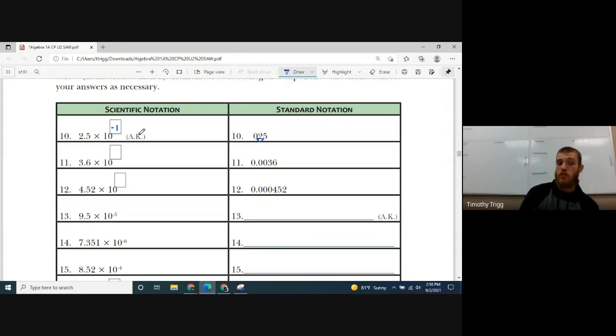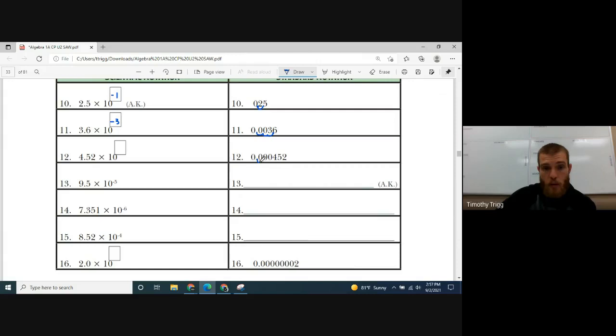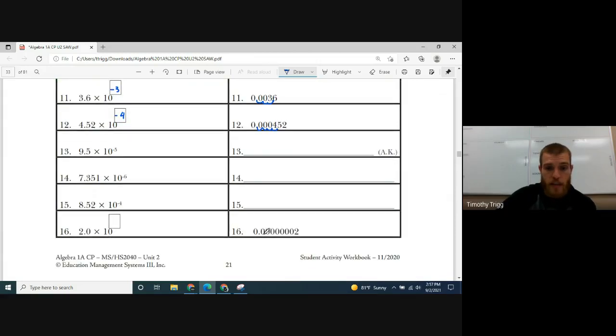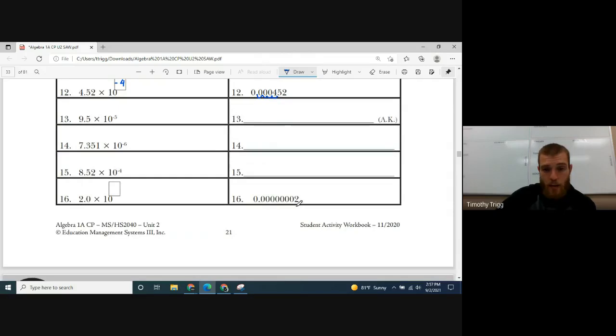Now these ones are small numbers. They get negative powers. Okay, so if you had to move the decimal to the right for scientific notation, that's going to give you a negative power. So in this one's case, we'd have to move it 1, 2, 3 places. So it's going to be 3.6 times 10 to the -3. Similarly, for this one, 1, 2, 3, 4 places. So that's going to give you a -4 there. For number 16 here, let's go down to this one. We want to move it until it's behind the 2. So 1, 2, 3, 4, 5, 6, 7, 8 times.